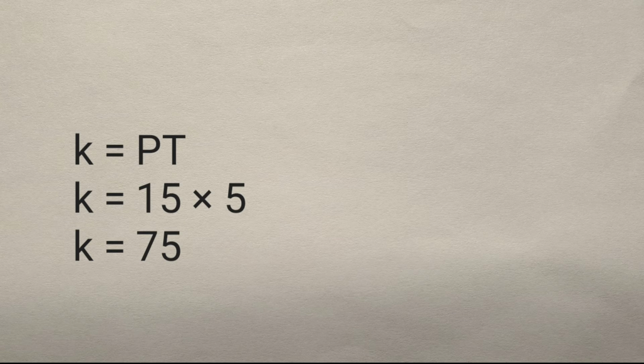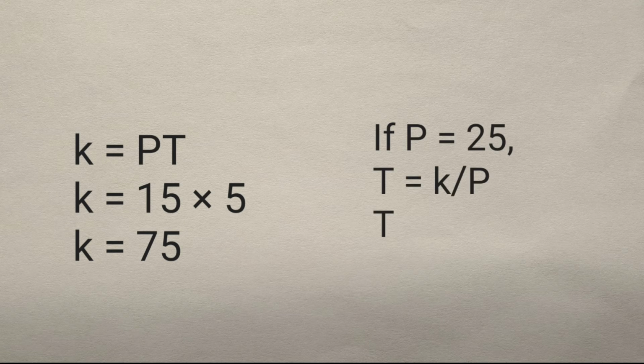The constant here will be the amount of people multiplied by the amount of time they take. Then, to find the amount of time 25 people would take, you would simply divide 75 by 25. Thank you for watching, and I hope this tutorial really helped.